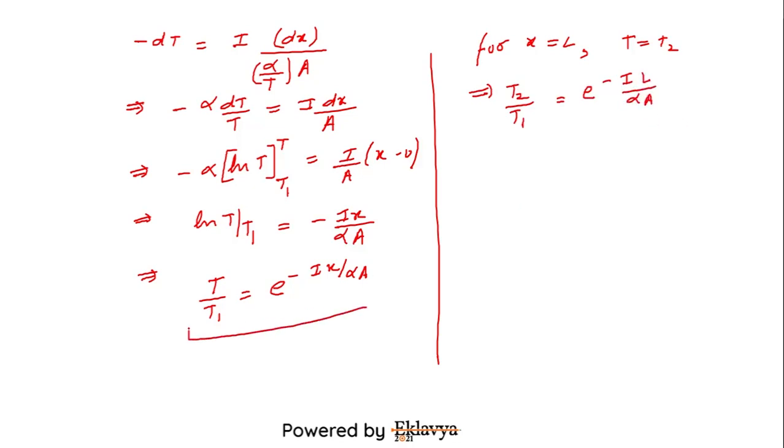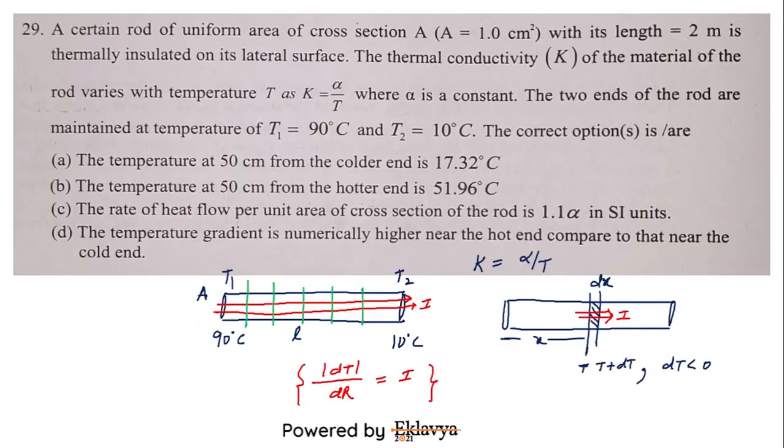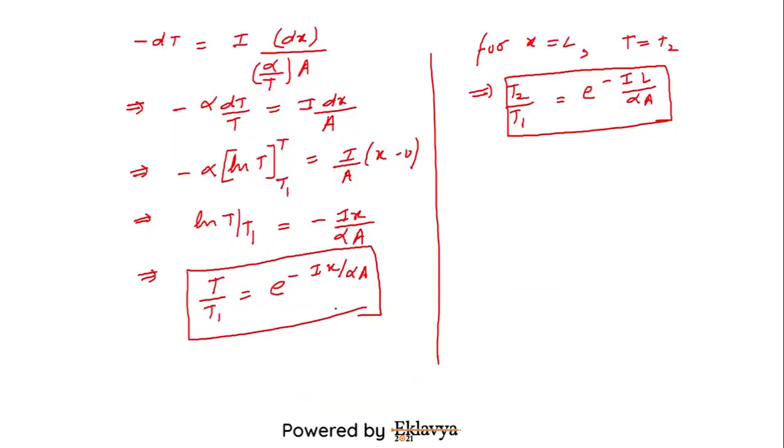So using these two equations, I hope we will be able to check all the options. Let's see. The first option says the temperature at 50 centimeter from the colder end. So the colder end is this one. The length of the rod is 2 meter, so 50 centimeter means L by 4 from the colder end. From the end from which we are measuring x, this becomes 3L by 4. We have to find out the temperature there.